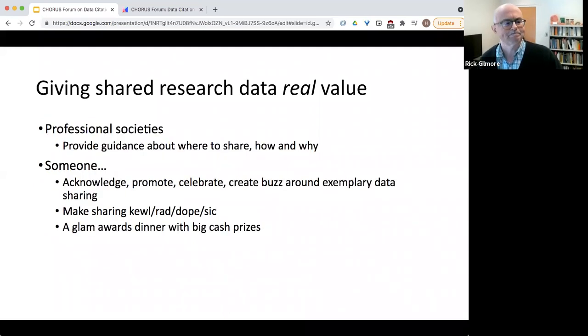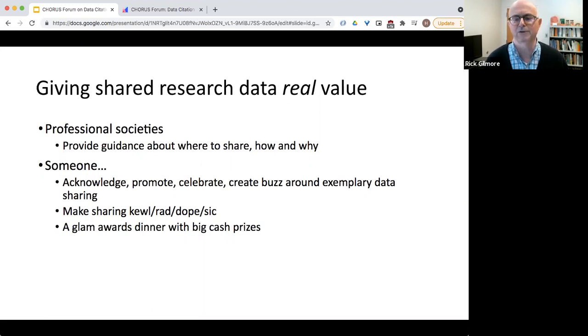Next slide. Society should provide guidance and support about where to share, how to share, and why, because researchers need help in making judgments about what places are most suitable for work in their fields. And someone with lots of money should come up with creative and high-profile ways to make open data sharing cool, rad, dope, sick, and truth in advertising.